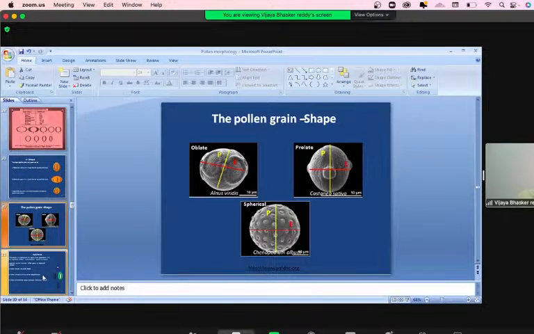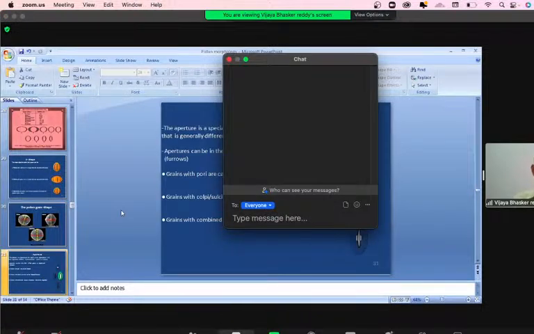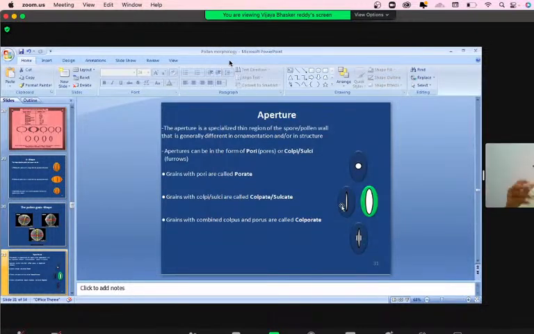Aperture is also another important thing we depend on for identification of plants. An aperture is an open thin area present on the surface of the exine. While the exine forms, it leaves some gaps. Those gaps or thin areas are called apertures. These apertures are meant for the germination of the pollen grain.